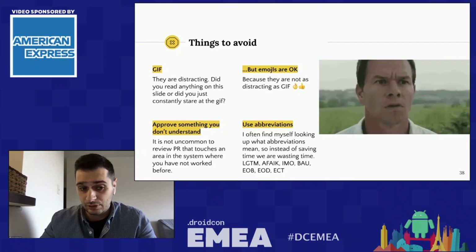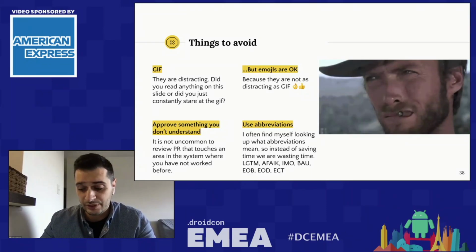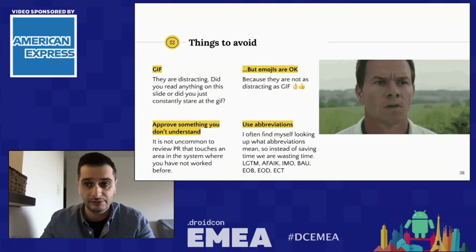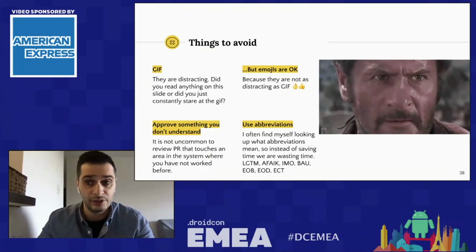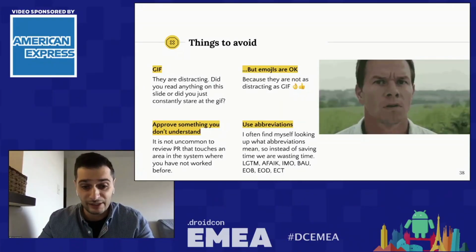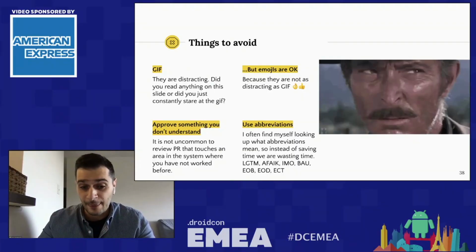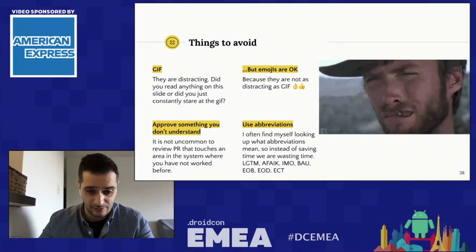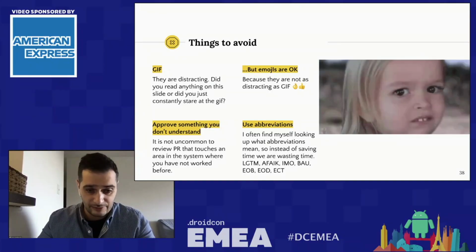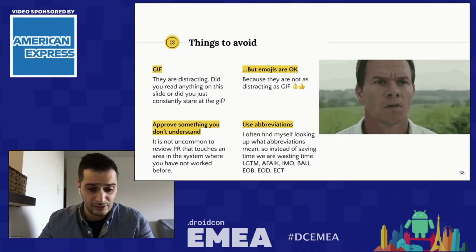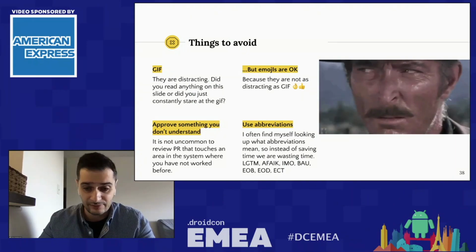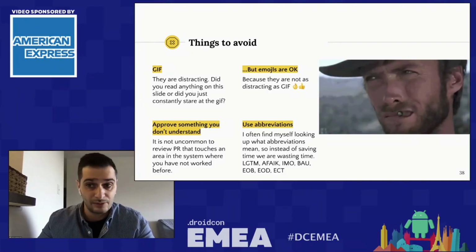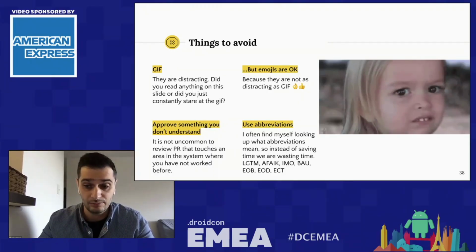Another thing that I try to avoid is approving something I don't understand. If I don't understand it, I just ask for help from somebody else. It takes me a little bit longer, but it helps me learn new things as a team lead as well. And finally, please do not use abbreviations. At the bottom, you'll see examples that I see every day. Some of them are well known, like LGTM, but for some of these things, I don't even know what they mean. So if you save 3 seconds writing BAU instead of business as usual, you might waste someone else's time. So please avoid that.